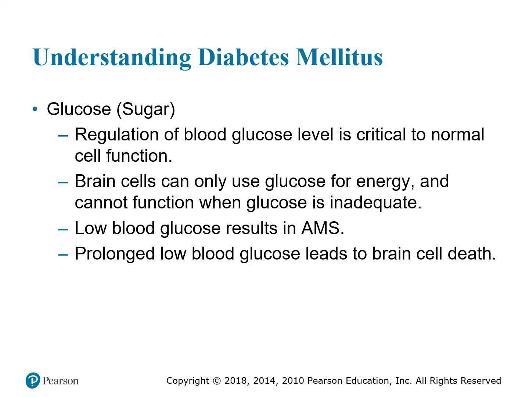Regulation of the blood glucose level is critical to normal cell function, and your brain cells use up the most glucose for energy. So, whenever you have a low blood glucose, one of the earliest signs is altered mental status. And if you have a very long time of low blood glucose, then you're going to lead to the death of those cells.